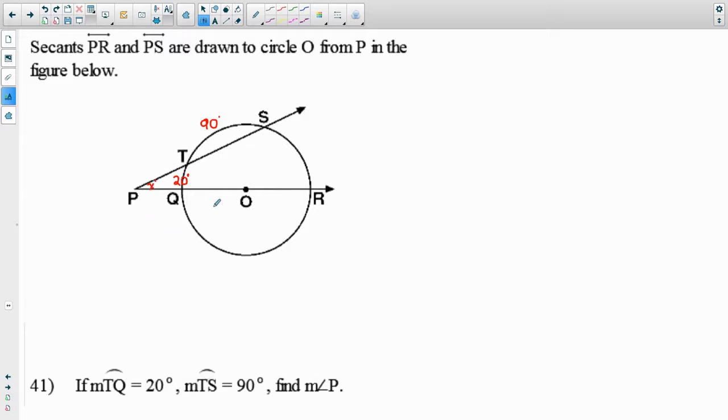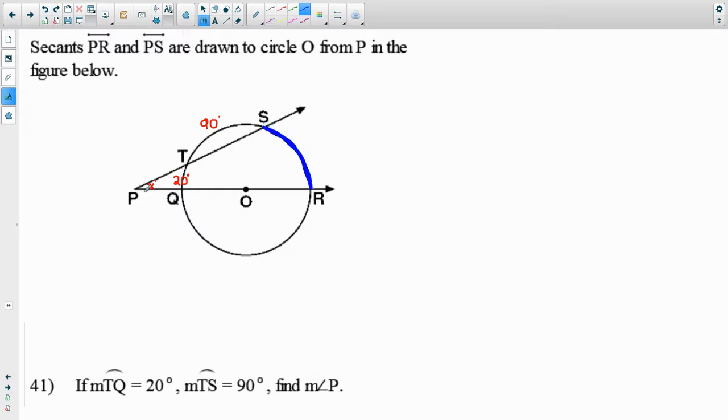Now, the important thing to remember in this problem is that the 2 arcs that are always going to be important are going to be our minor arc, which is TQ, because that's inside my angle, but also the major arc, which is where those 2 secants hit the far part of the circle. It's this arc right here. So we have to figure out what that is.